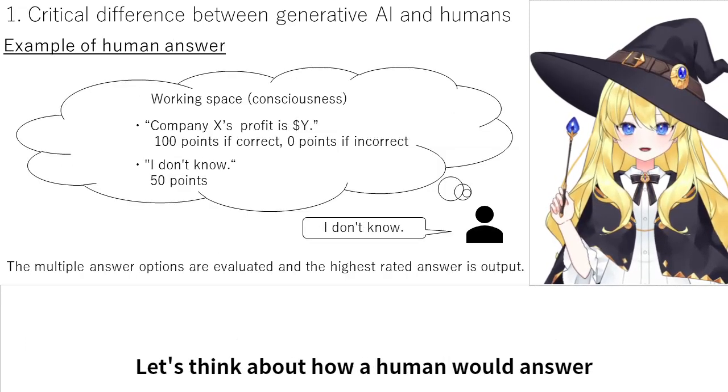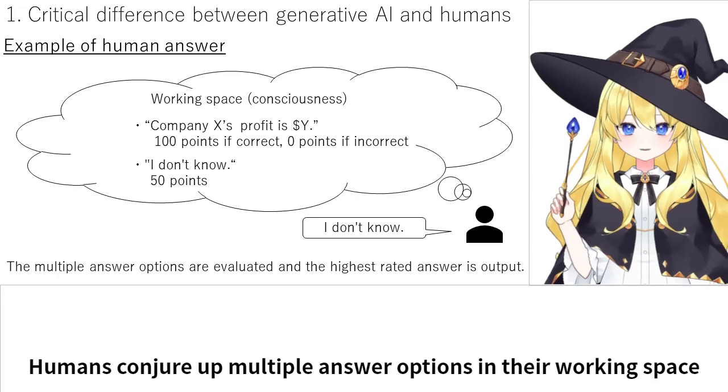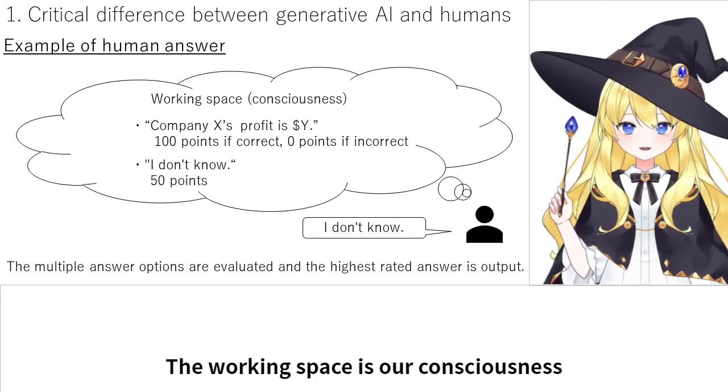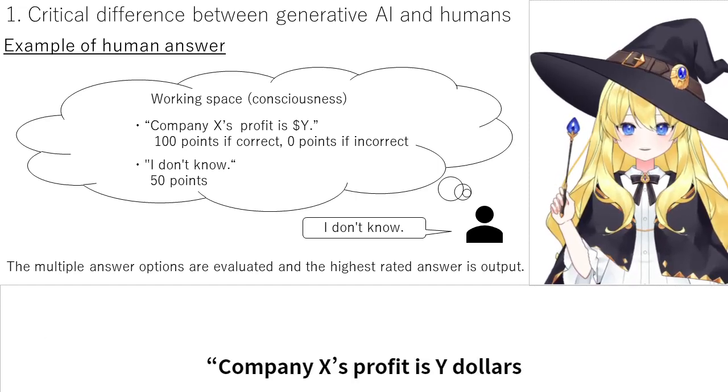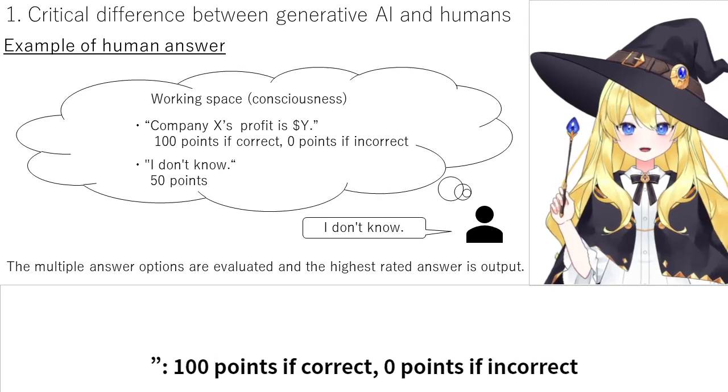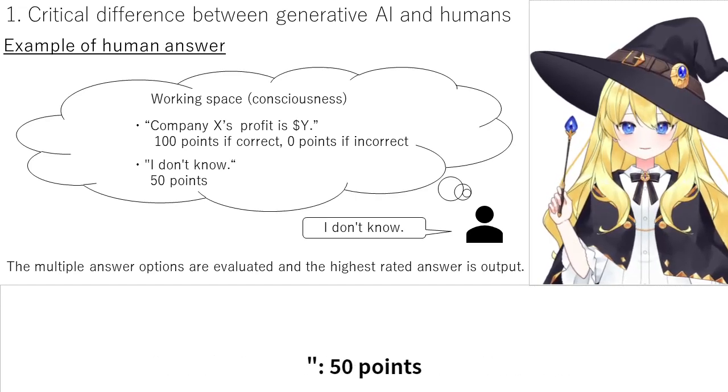Let's think about how a human would answer. Humans conjure up multiple answer options in their working space. The working space is our consciousness. The multiple answer options are evaluated and the highest rated answer is output. Company X's profit is $Y: 100 points if correct, 0 points if incorrect. I don't know: 50 points.